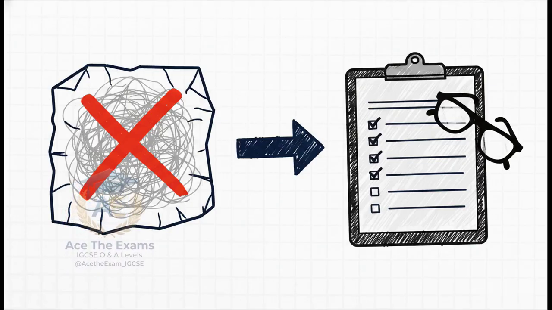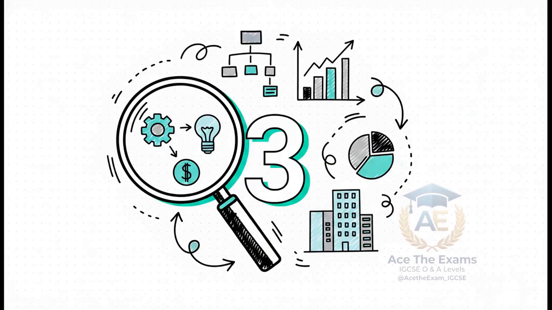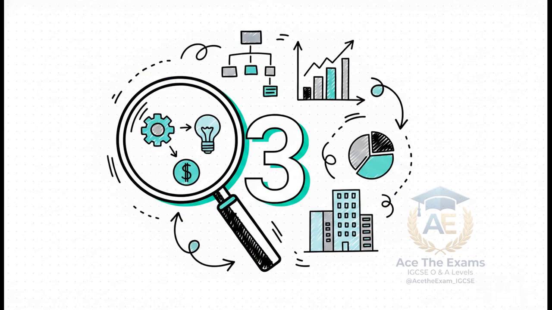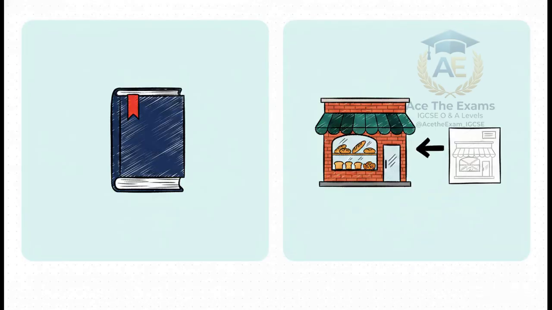Present your information exactly as a professional accountant would. Use proper headings, correct terminology, and really clear annotations. You will literally throw away easy marks if you submit work with poor formatting. All right, let's look at the third and final critical examiner warning. This one is all about the context of your application.